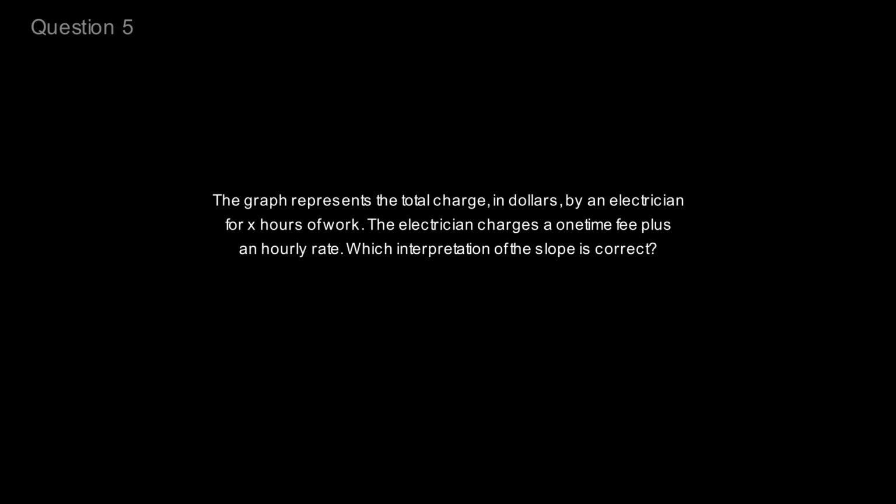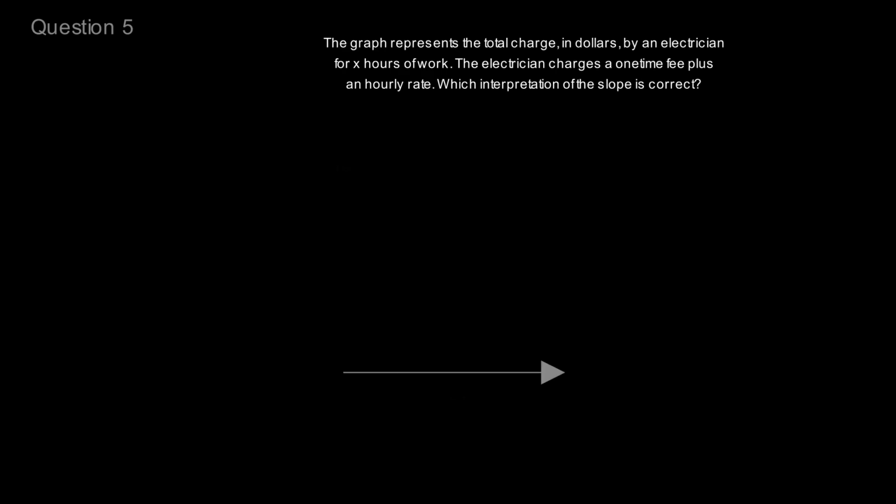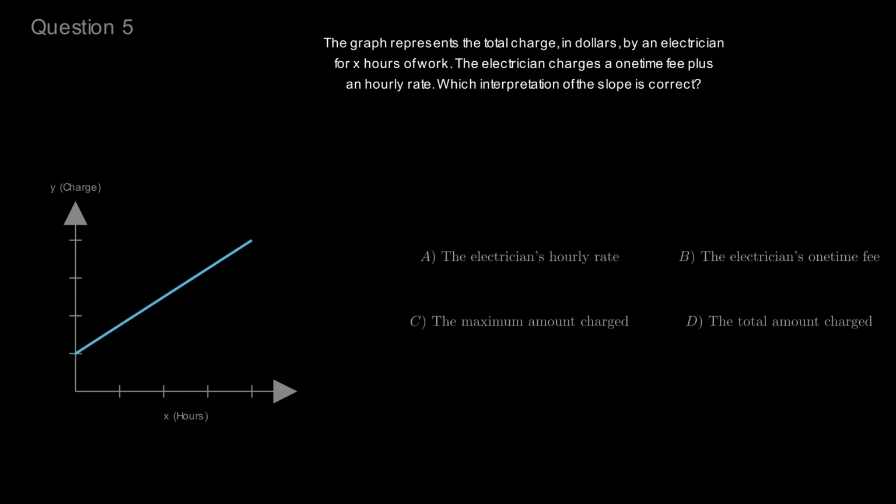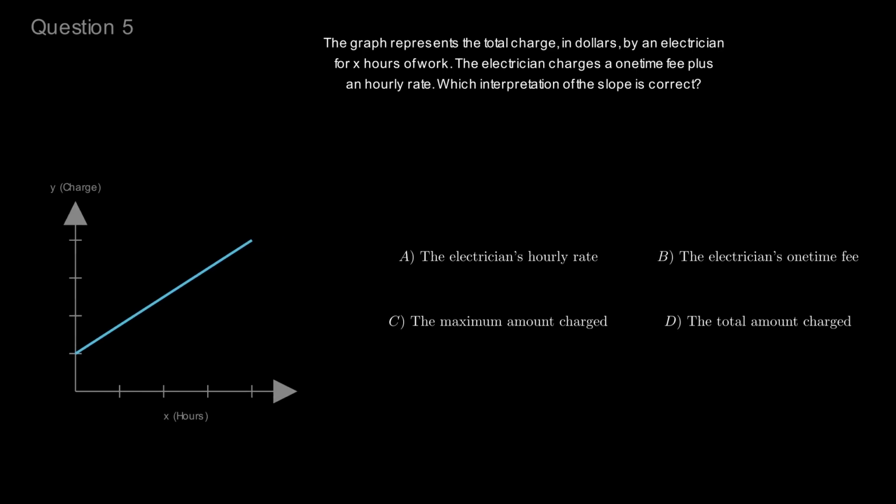The graph represents the total charge in dollars by an electrician for X hours of work. The electrician charges a one-time fee plus an hourly rate. Which interpretation of the slope of the graph is correct? Before looking at options, let's analyze the graph to understand what slope truly means. Slope is defined as the change in y divided by the change in x. On our graph, a change in x means adding more work hours, while the resulting change in y represents the extra charge or profit the electrician makes for those hours.